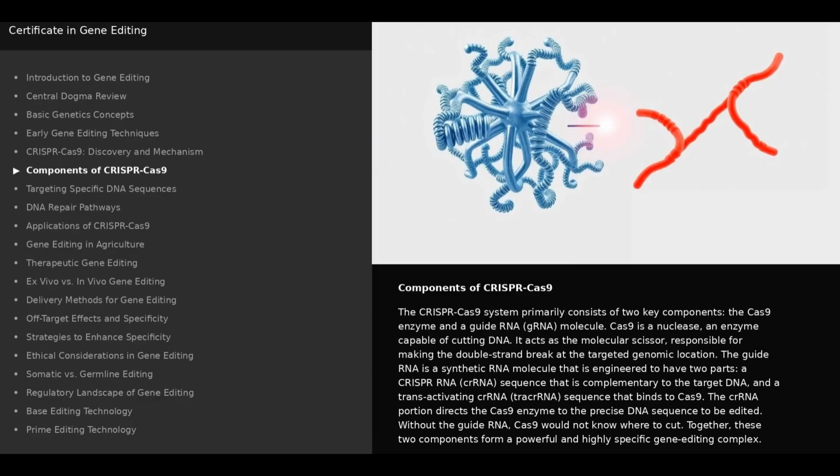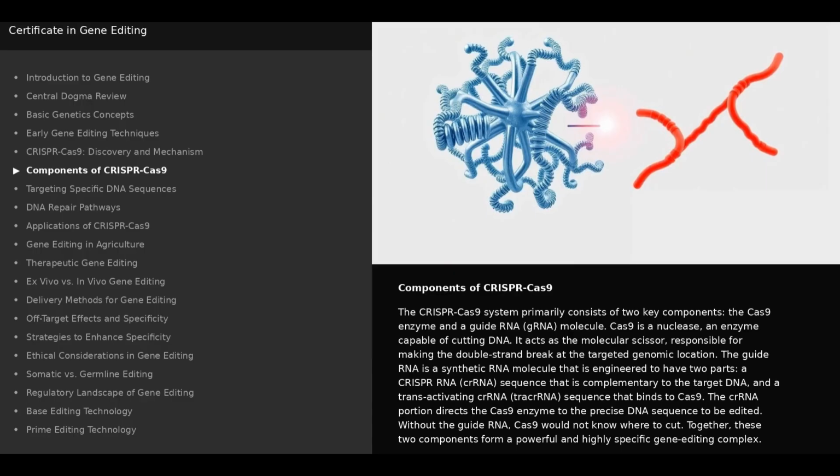Components of CRISPR-Cas9. The CRISPR-Cas9 system primarily consists of two key components, the Cas9 enzyme and a guide RNA, gRNA, molecule. Cas9 is a nuclease, an enzyme capable of cutting DNA. It acts as the molecular scissor responsible for making the double-strand break at the targeted genomic location. The guide RNA is a synthetic RNA molecule that is engineered to have two parts, a CRISPR RNA, crRNA, sequence that is complementary to the target DNA, and a trans-activating crRNA, tracrRNA, sequence that binds to Cas9.